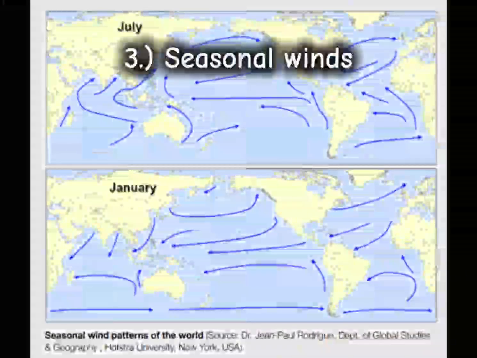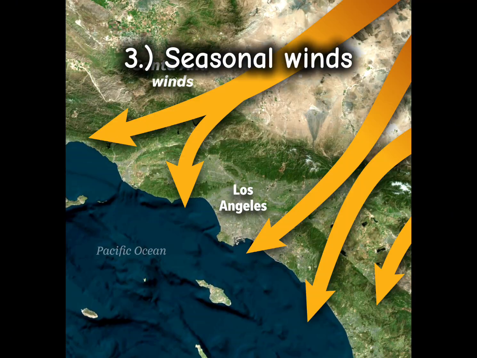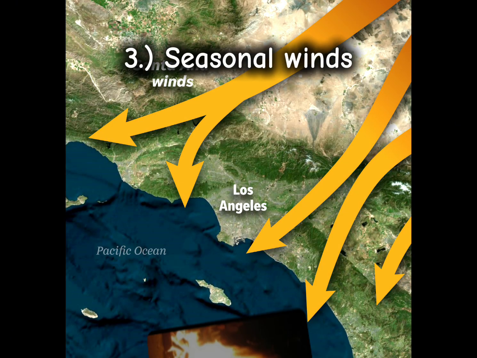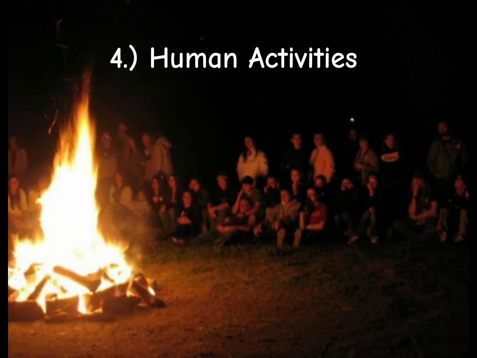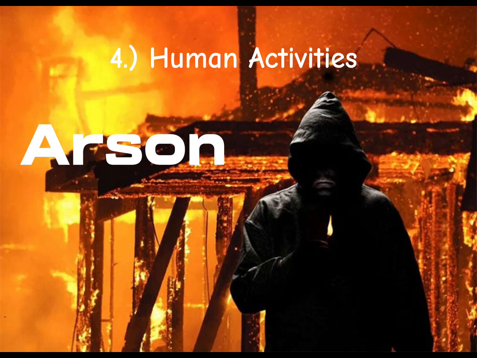3. Strong seasonal winds that intensify and spread the flames. For example, the Santa Ana winds. And finally, it can be human activities, such as poorly managed campfires, faulty power lines, and even arson.